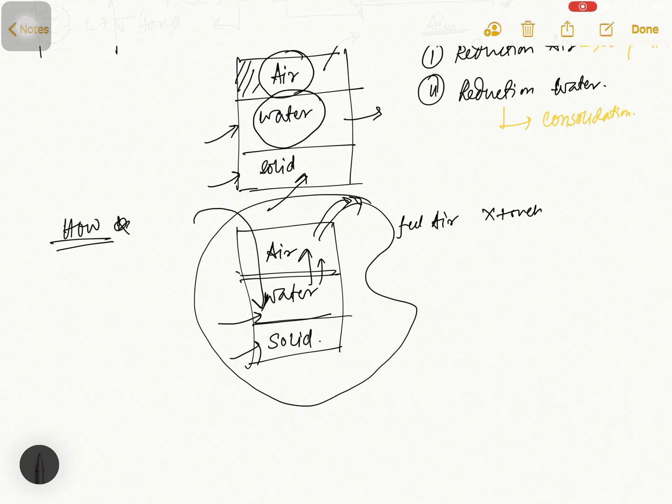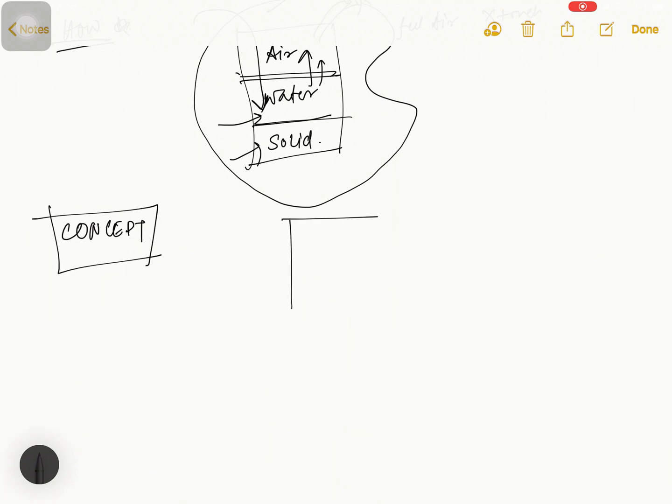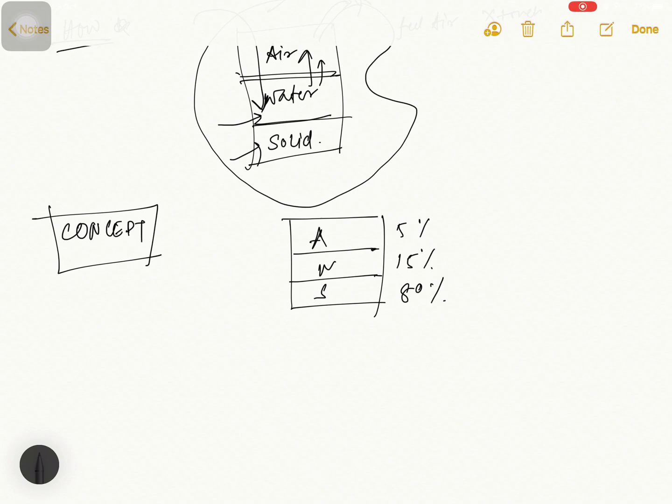From this style we'll do compaction, and now we'll talk about what is the actual concept. Concept is, suppose I draw the same thing again: air, water, soil solid. Soil solid is suppose 80, water is 15, air is 5%. Compaction. What is compaction? The word compact means dense. Dense of what? Dense of soil solid.